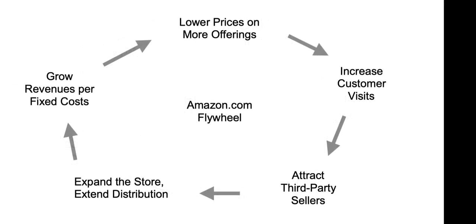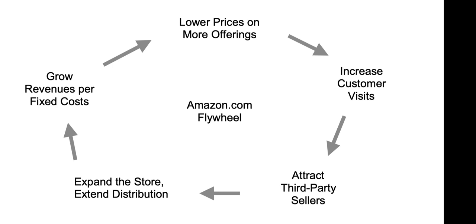Now let's take a look at a company that we are all very familiar with. It's Amazon. This is the Amazon flywheel. At the very top of the flywheel, you've got lower prices on more offerings. Now, if you've got lower prices on more offerings, what's going to happen is you'll have more customer visits. The customers value the low prices and also the diversity in the selection of goods on their website. And when you have more customer visits, the site becomes much more valuable to the third-party sellers. And they want to get in on the action.